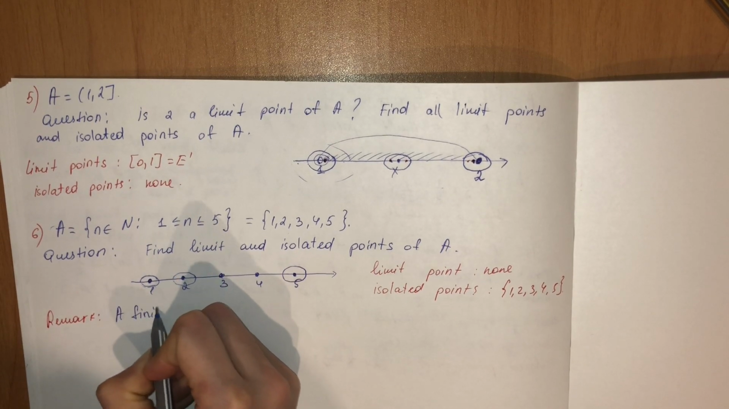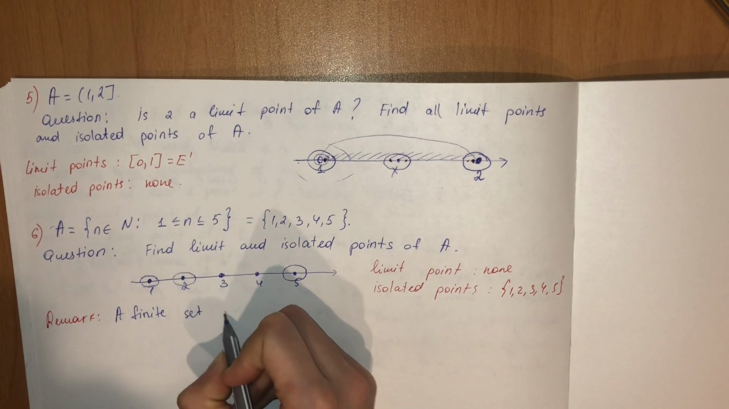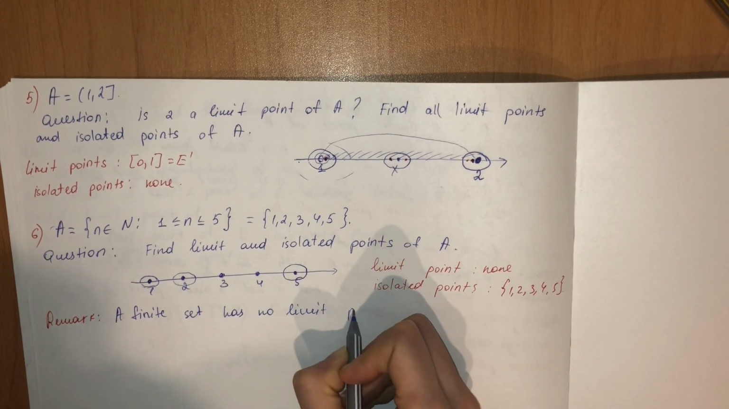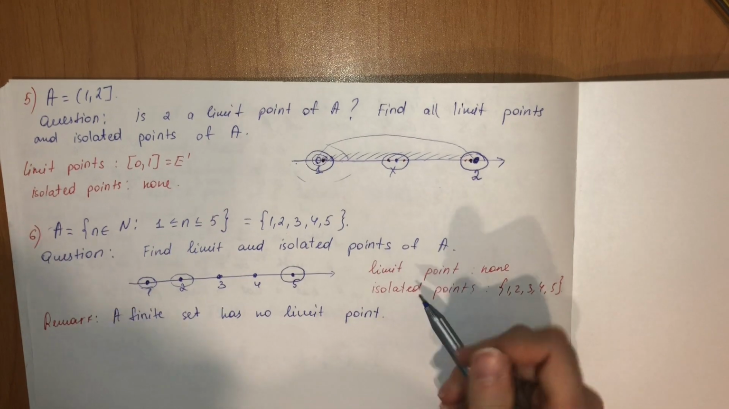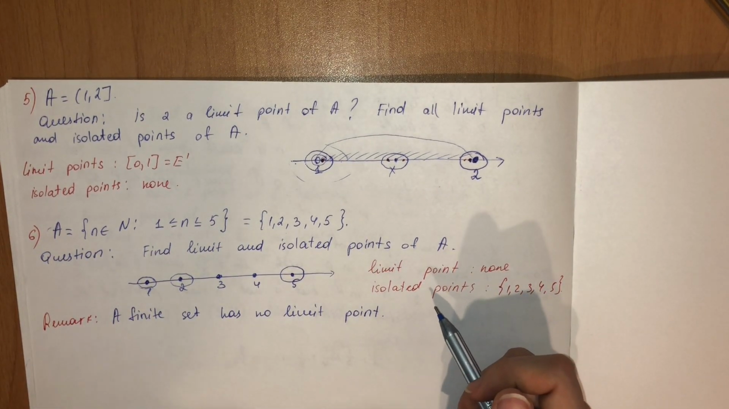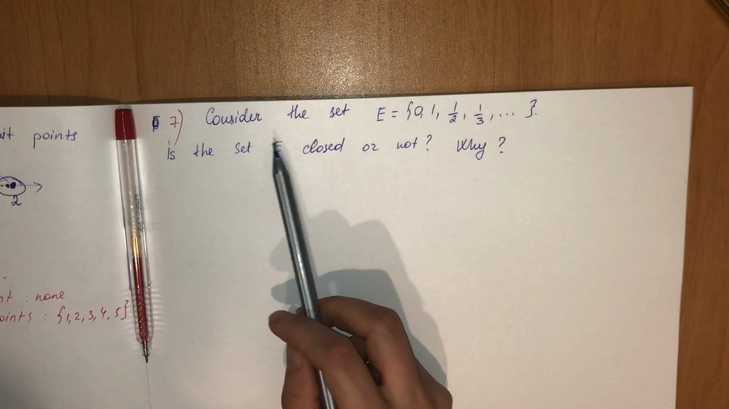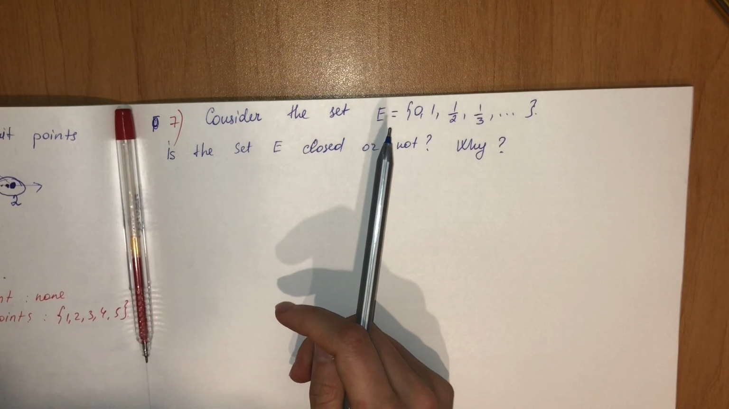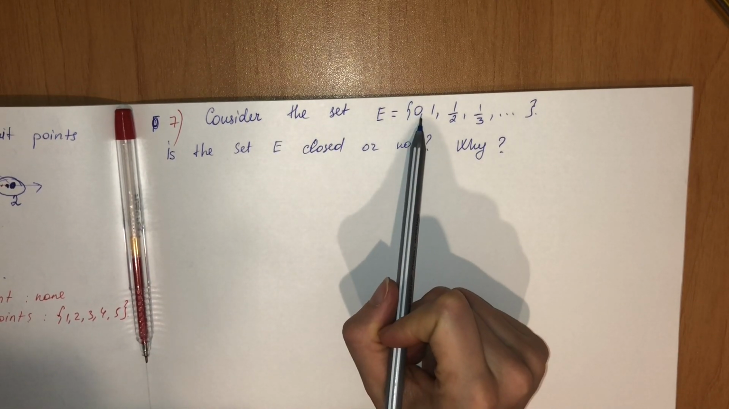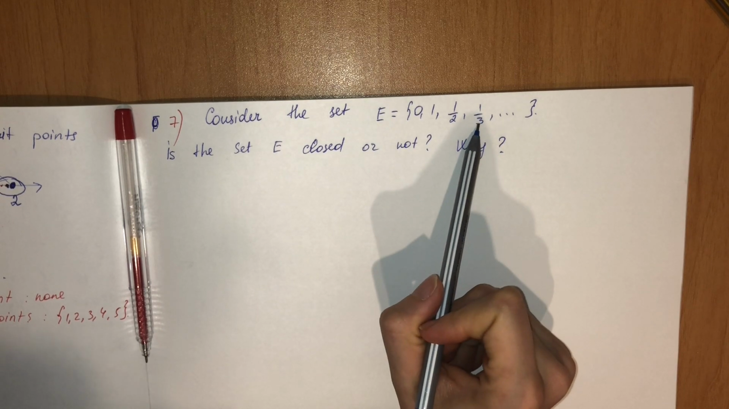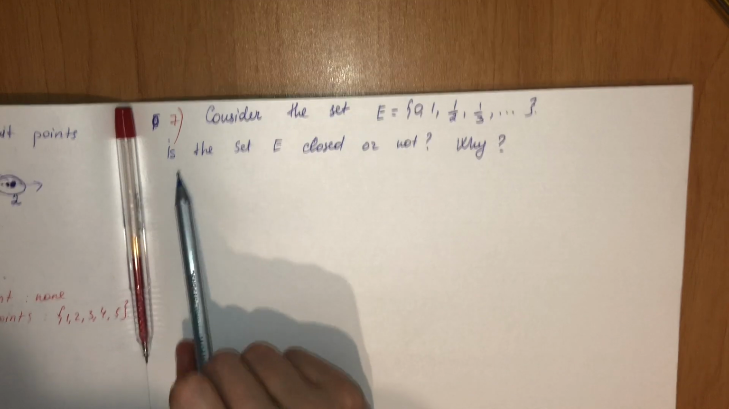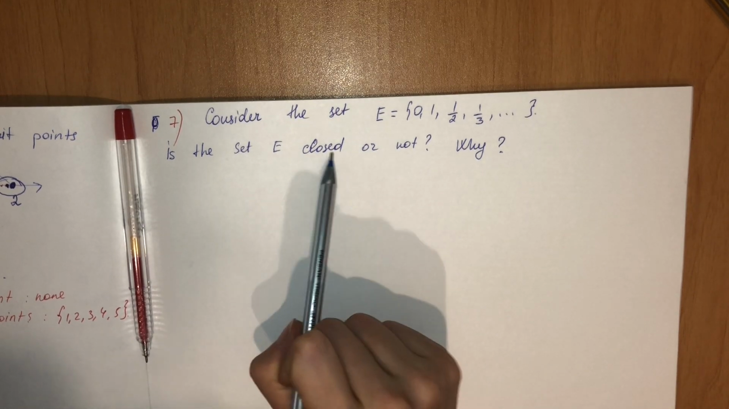A finite set has no limit point, but an interval, an infinite set, has a limit point. Okay, this is another exercise. Consider the set E is 0, 1, 1 over 2, 1 over 3, 1 over 4, and so on. It keeps going. Is the set E closed or not?